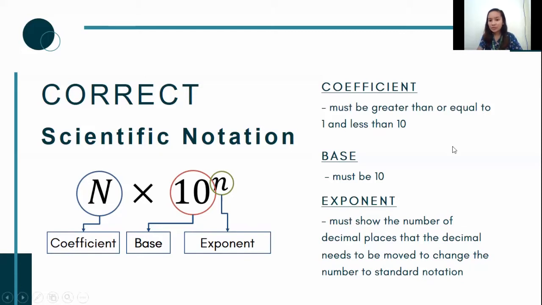Your coefficient must always be greater than or equal to 1 and less than 10. So it should be a number in between 1 and 10. Your base must always be 10. And then your exponent must show the number of decimal places that the decimal needs to be moved to change the number to standard notation. Later on, I'll show you examples of transforming numbers in standard notation to scientific notation and vice versa.